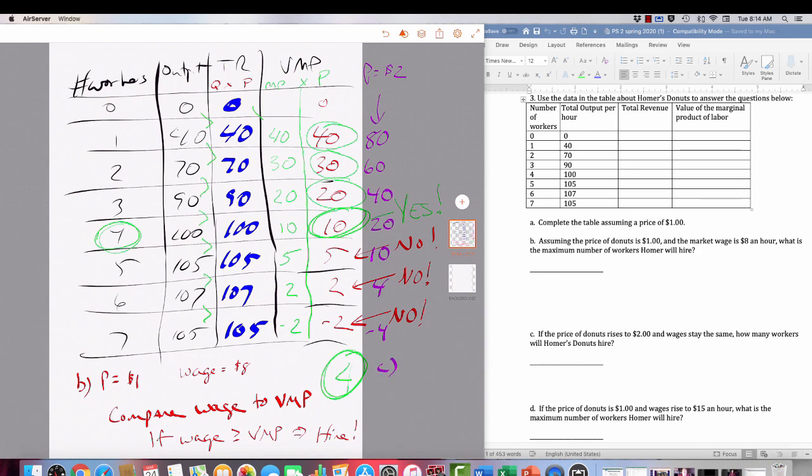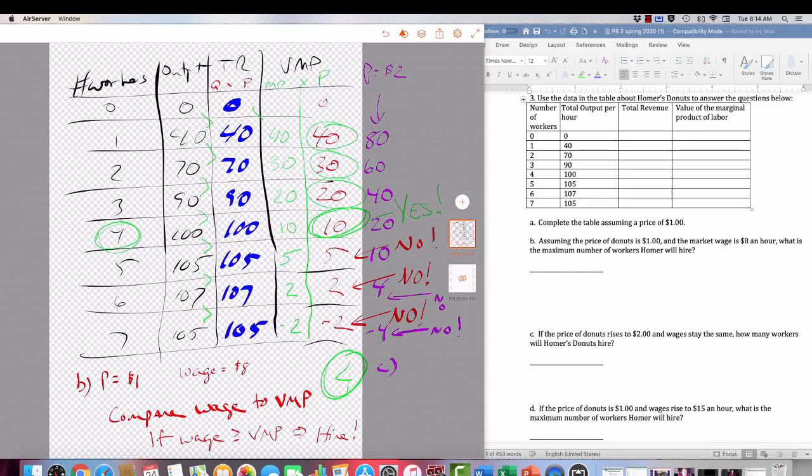So in part C, we're looking for how many workers are we going to hire? Well, because they're selling the product at a higher price and the value of the marginal product rises, now we still don't hire this person. And we still don't hire the 6th worker. But this 5th worker is now worth hiring because they're earning 10 as opposed to what you're paying them, which is 8.